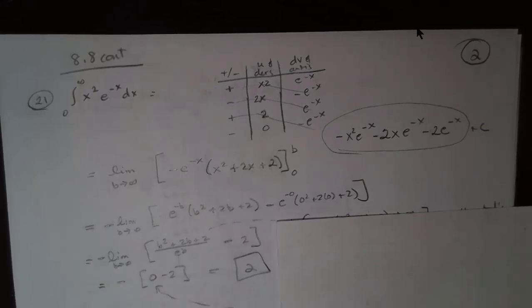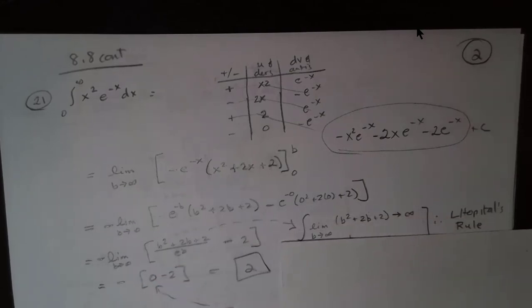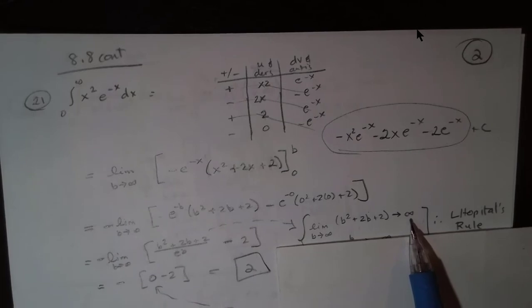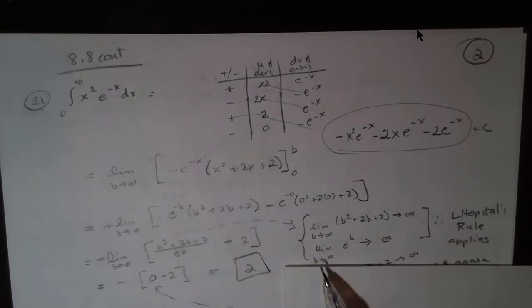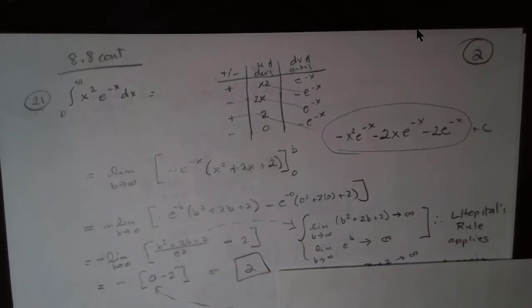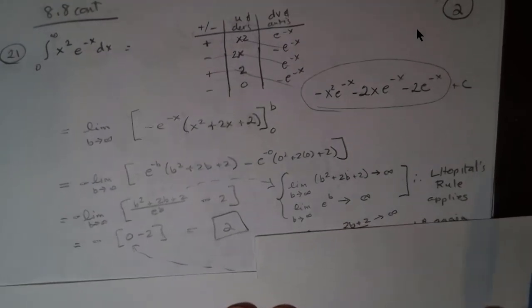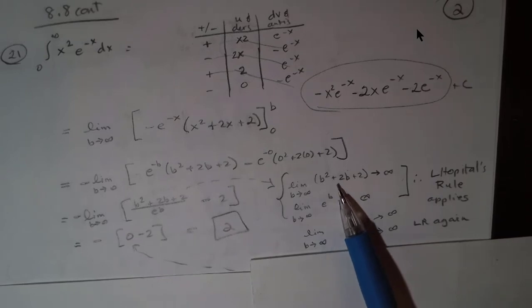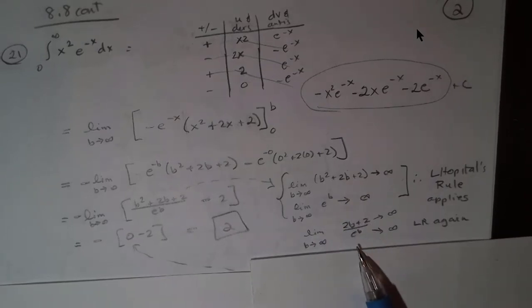But let's look a little more closely at this. This is a L'Hopital's rule situation. Notice that the numerator, as b goes to infinity, would go to infinity. The denominator would go to infinity. L'Hopital's rule applies. So I get the derivative, which is 2b plus 2 over e to the b. Again, I have indeterminate form. The top goes to infinity, the bottom goes to infinity.